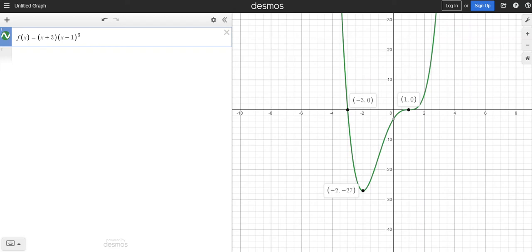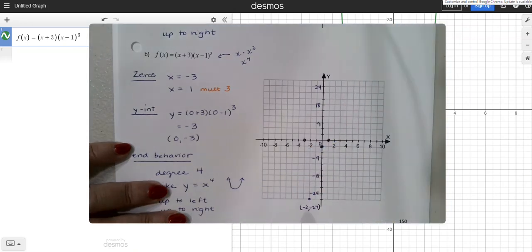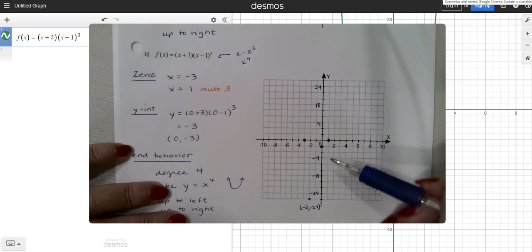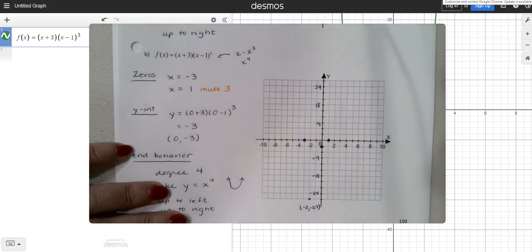I probably better go by, no, even 2s won't do it. I'm going to go by 3s. 3, 6, 9, 12, 15, 18, 24, 9. And I'm going to put in the minimum at negative 2, negative 27, as well as that y-intercept, which we did find by hand, but there it is at 0, negative 3. So here's my by hand graph. I counted by 3s on my x and y axis. There's the y-intercept at 0, negative 3, and there's the minimum, -2, -27.